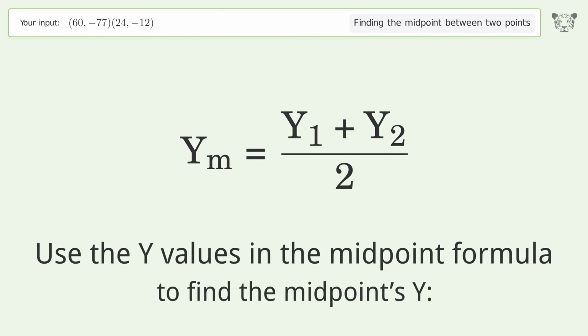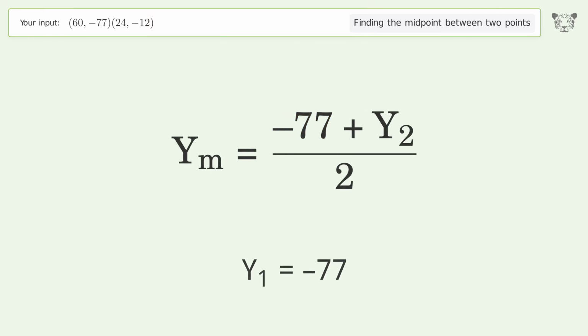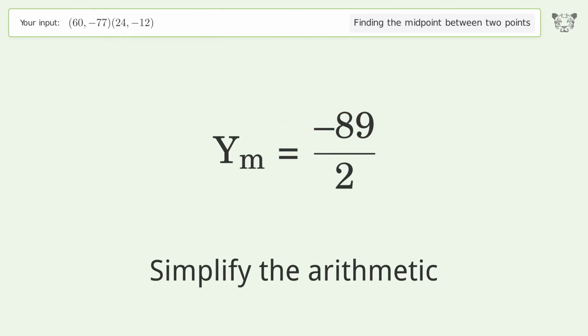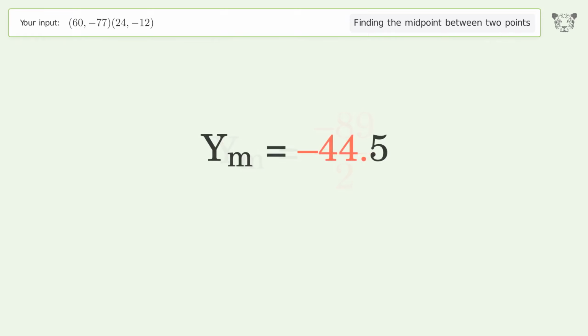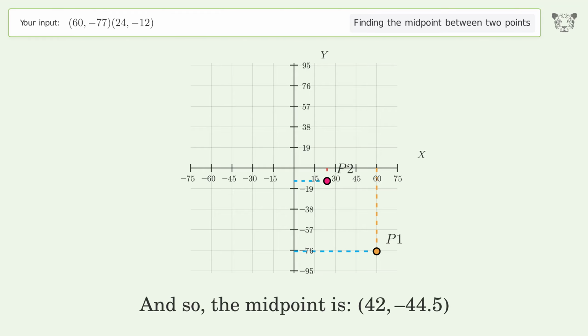Use the y values in the midpoint formula to find the midpoint's y. y1 equals negative 77. y2 equals negative 12. Simplify the arithmetic. And so, the midpoint is 42, negative 44.5.